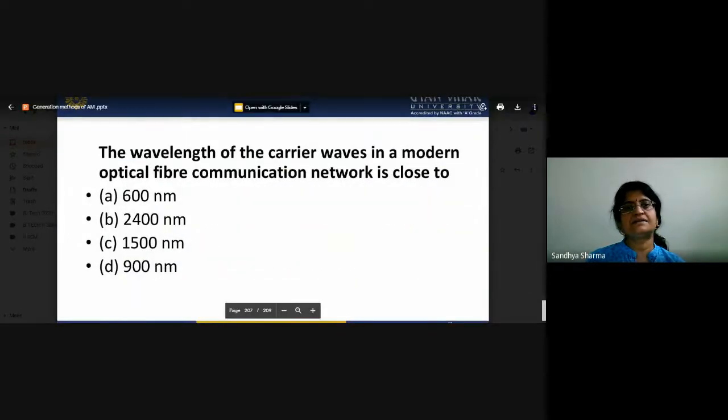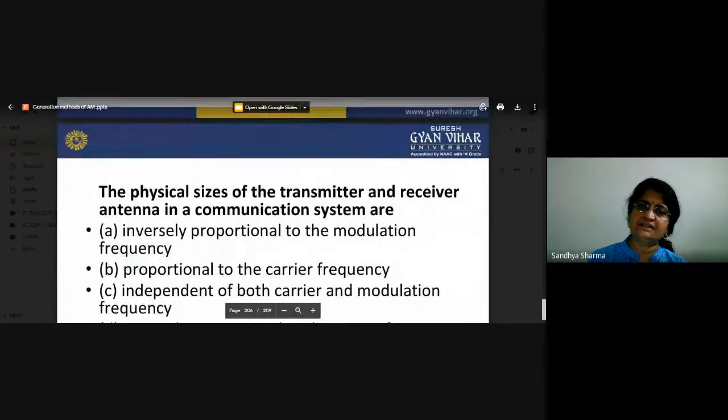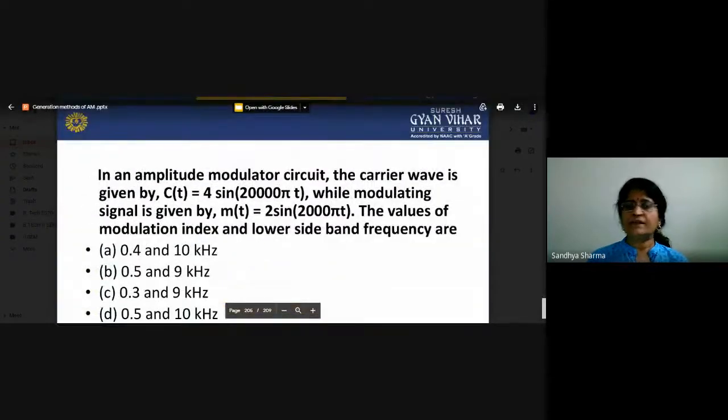Now we can again look at the optical fiber system. We will look at the carrier wave in a modern optical fiber system. There are very high frequency signals, the light frequency, being used. If your frequency is very high, your wavelength will be less, in the range of nanometers. Generally, approximately 1500 is the wavelength.